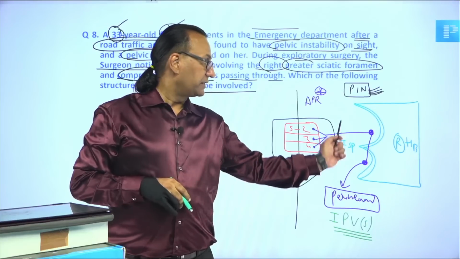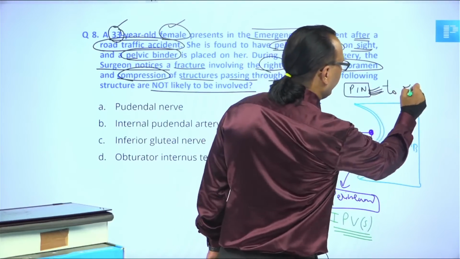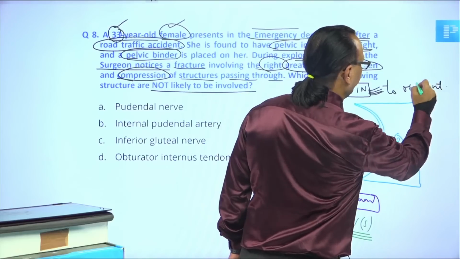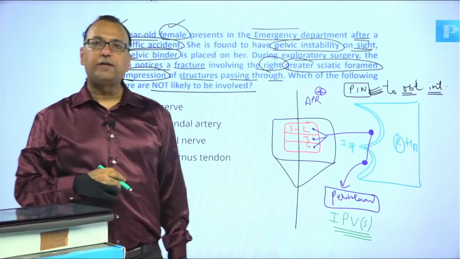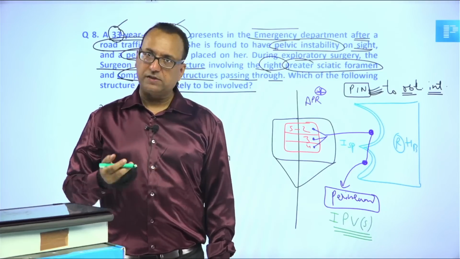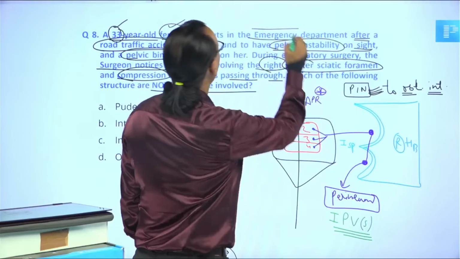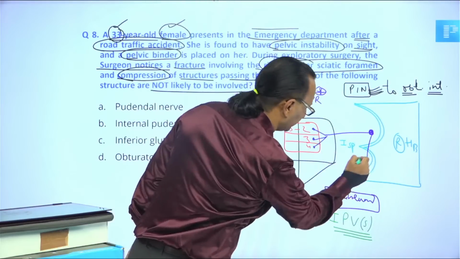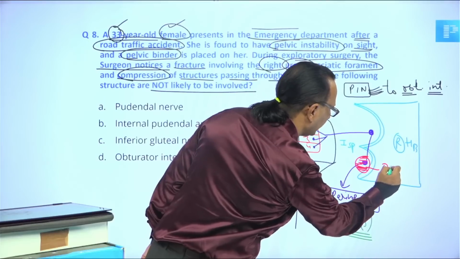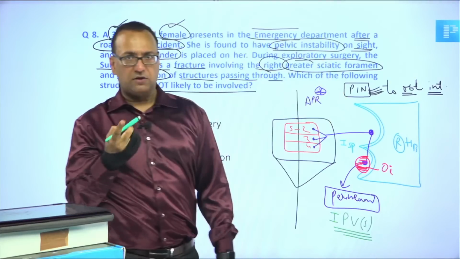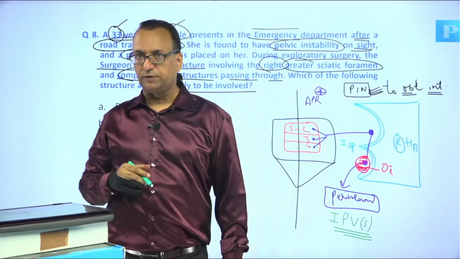Okay, internal pudendal vessels. What is N for? N is nerve to obturator internus. What is this obturator internus? Obturator internus is a muscle. And where is that muscle? That muscle actually passes through the lesser sciatic notch here. Remember the tendon of obturator internus passes the lesser sciatic notch, not the greater sciatic notch.